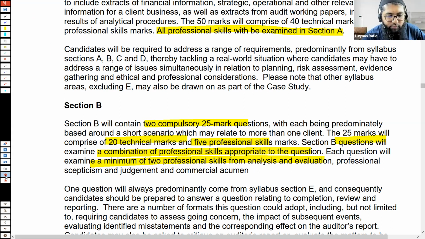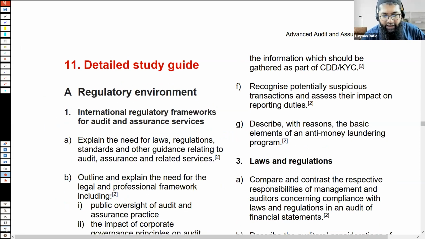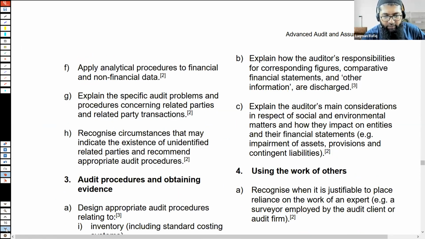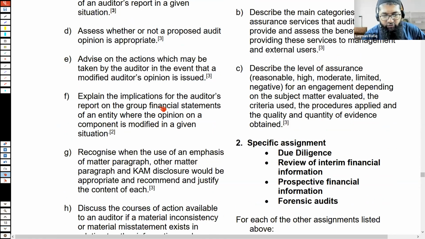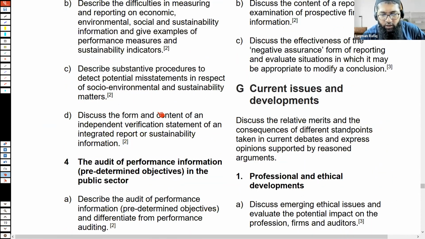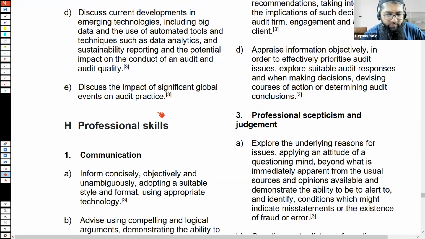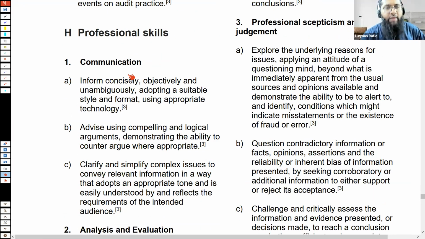Now, let's try to see what exactly the examiner expects from us when he talks about all these professional marks. What is the examiner expecting us to do, and what are the things that we are going to be expected to demonstrate? The first one of them is the communication skills.